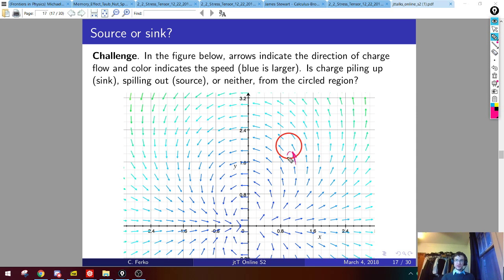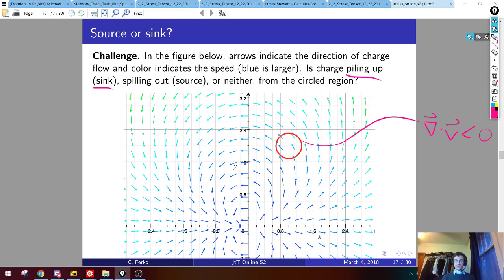So, indeed, charges are moving in quickly at the bottom, slowly at the top. So I would write this in equations as, the divergence is negative because it's not diverging. In fact, it's converging at this point. Charge is building up inside, right? So this is a sink. Charge is piling up here.